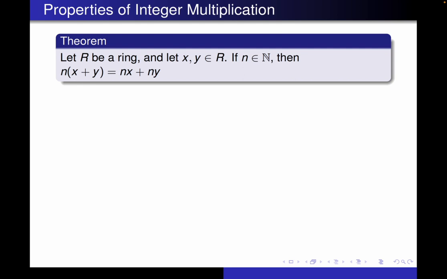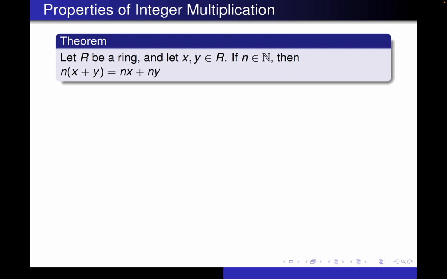All right, so now we're going to try to prove a theorem. It may be a theorem that looks obvious, but if you look closely enough, you can see why it needs proving. So if R is a ring, and if x and y are ring elements, and if n is a natural number, then n times the quantity x plus y is equal to nx plus ny.